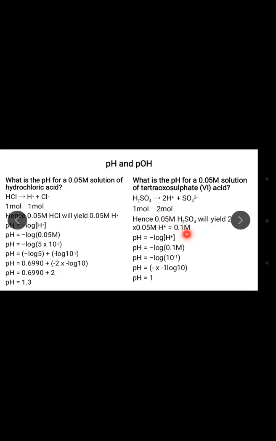So having calculated the concentration of the hydrogen ion, you substitute it here, which is 0.1 molar. If you change this to standard form, it gives you 10 raised to the power minus 1. Minus 1 moves to the back, so you have minus 1 times the minus that was already here, log 10. Minus times minus gives you plus. Log 10 is 1. That's why the pH is 1. I hope this mathematics is clear. Let's move.